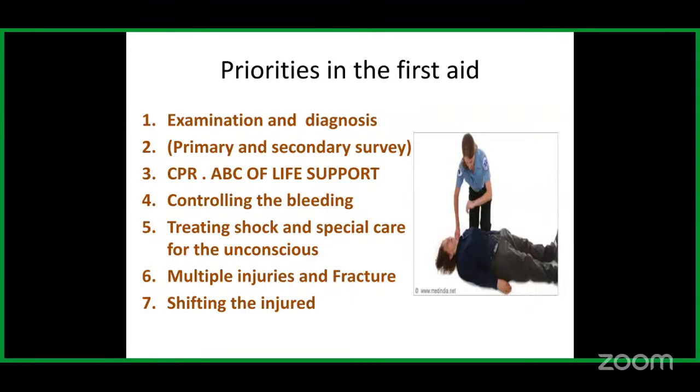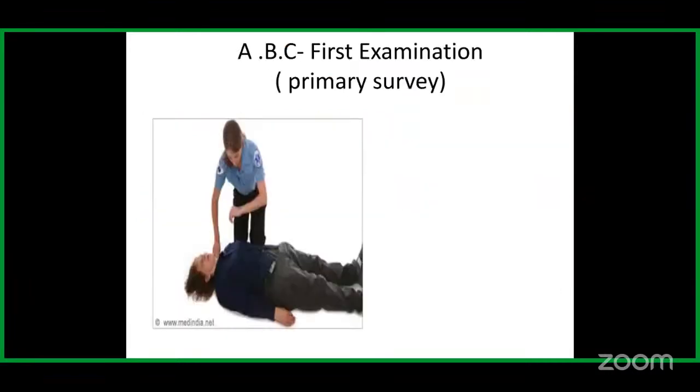So what should be the first priority? The first priority is examination. What exactly we do in the first priority is we examine for the Dr. ABC. So what does Dr. ABC stand for? D stands for danger. We need to clear the danger. For example, in a road accident, an approaching vehicle may be a danger. You need to move either yourself or the patient and the casualty away from that danger.